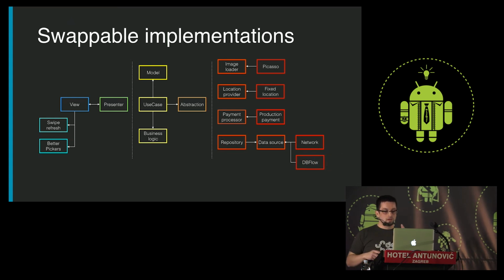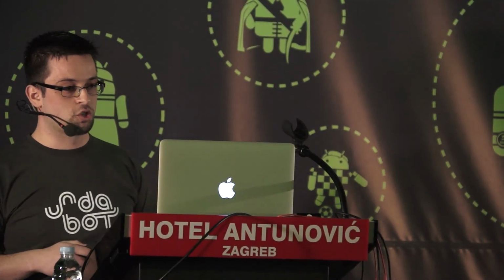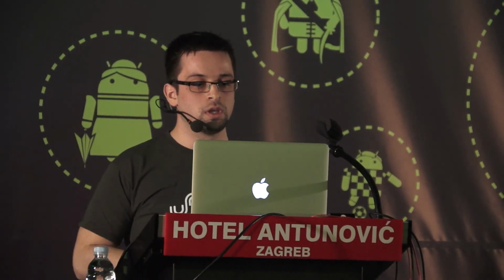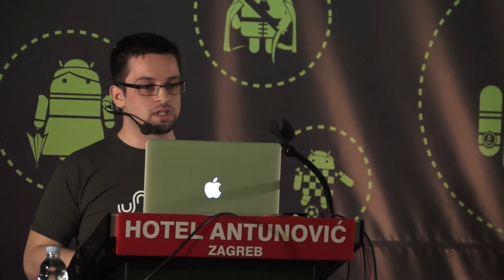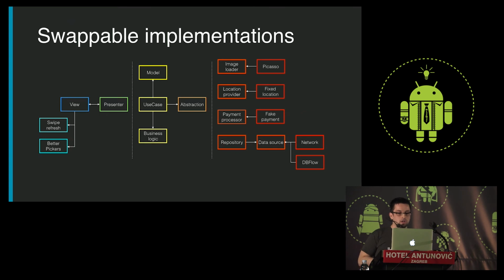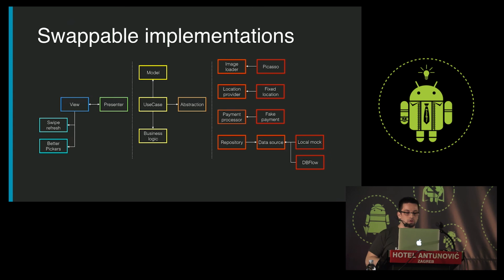And the other part of the system, again, won't see those changes, because they are referring to that abstraction, and they don't know what the implementation of that is. And of course, in your manual testing or tests in general, you'll try to not use the production payment. You'll switch it with a fake one. And if you're developing some feature that's not implemented on the back end, you can use the local mock instead.